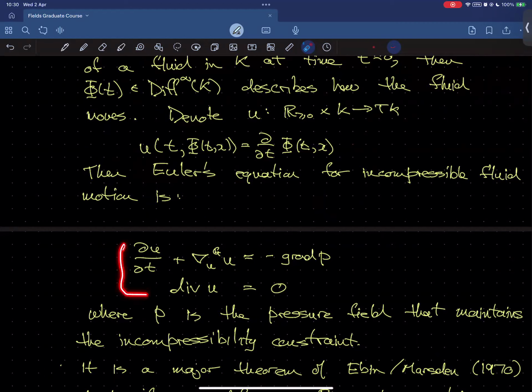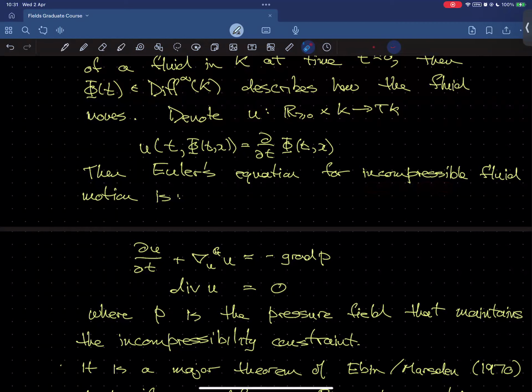With this definition of U, the physical equation that describes the fluid motion is Euler's equation, and so I've rewritten it here. This is the Riemannian covariant derivative that we talked about last time. This is the gradient of P. P is a pressure field, and the pressure field is there to maintain the, so I'm talking here about incompressible motion, I should say. I forgot to mention incompressible, which is important.